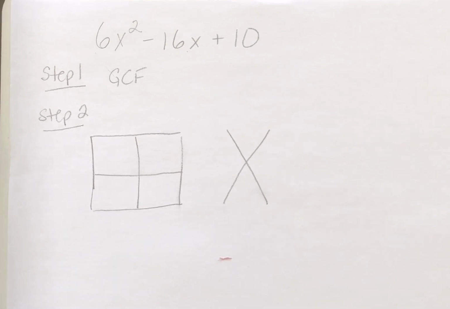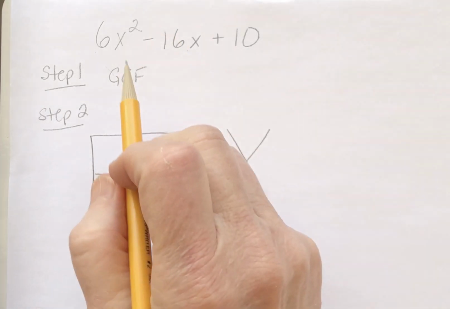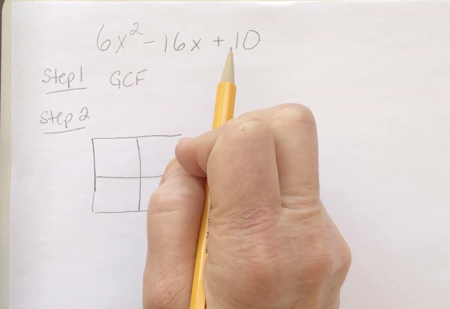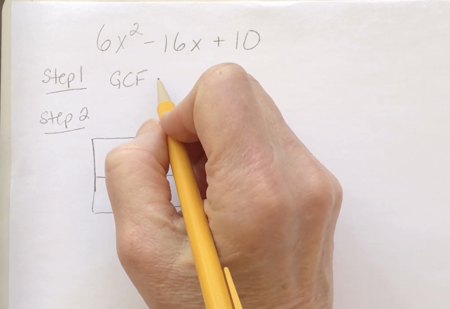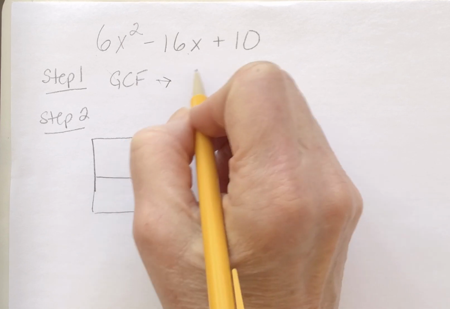Okay, so I have a quadratic expression, 6x squared minus 16x plus 10. And I want to completely factor this expression. So I'm first going to look for a GCF. And across my three terms here, I have a common factor of 2. So I have a GCF, and that is 2.